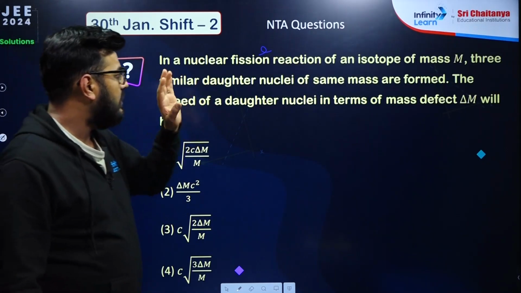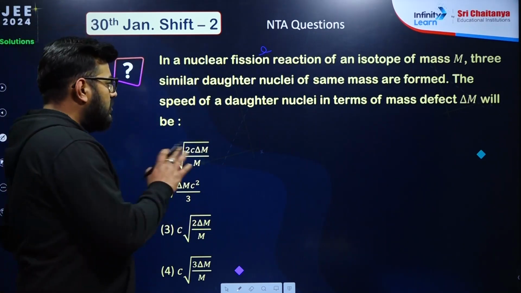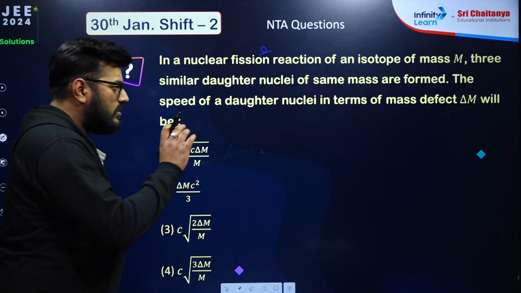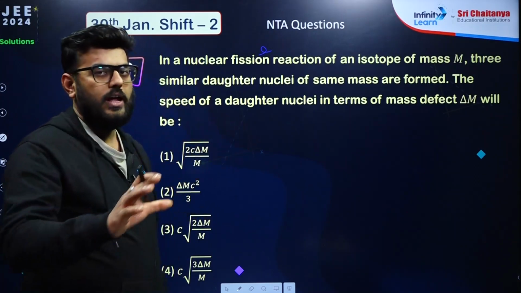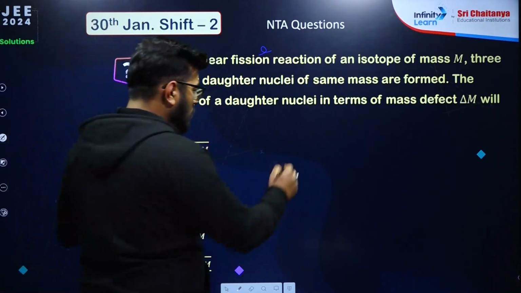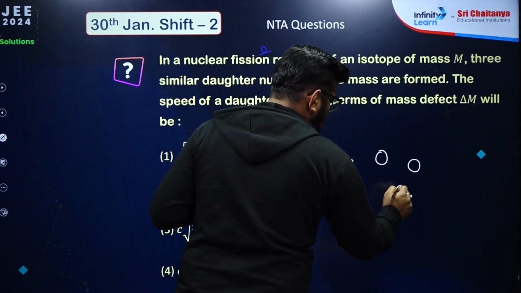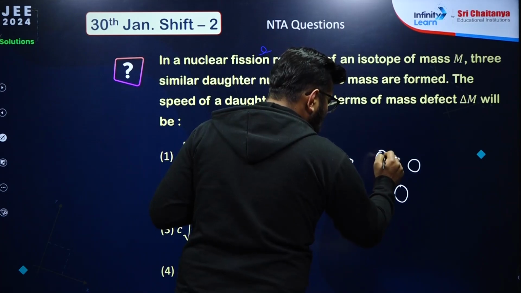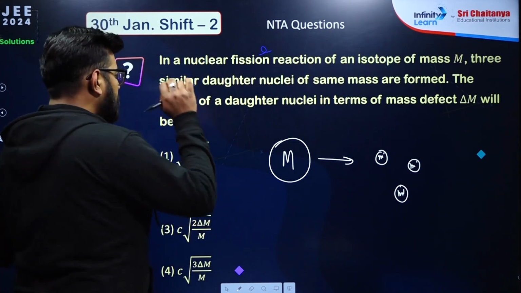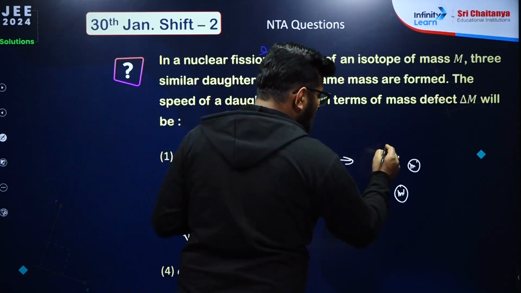Now, in a nuclear fission reaction of an isotope of mass capital M, 3 similar daughter nuclei of the same mass are formed. The speed of a daughter nucleus in terms of mass defect delta M will be? So a simple approach: initially the entire nucleus was at rest and finally it is breaking up into 3 daughter nuclei. So this is capital M and it is breaking into 3 daughter nuclei. Let's say the mass is small m each. Now we need to calculate the speed of the daughter nuclei in terms of mass defect. Initially it was at rest and now they will have some velocity.